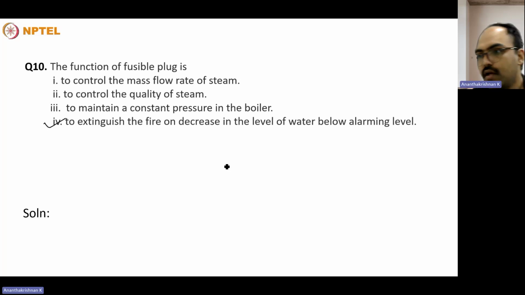This is used in the Cochran type of boiler, fire tube kind of, not a water tube. The flue gases will be flowing through the fire tube in this case.